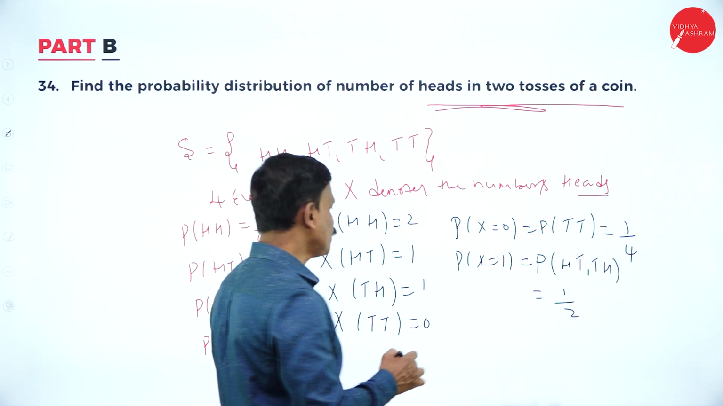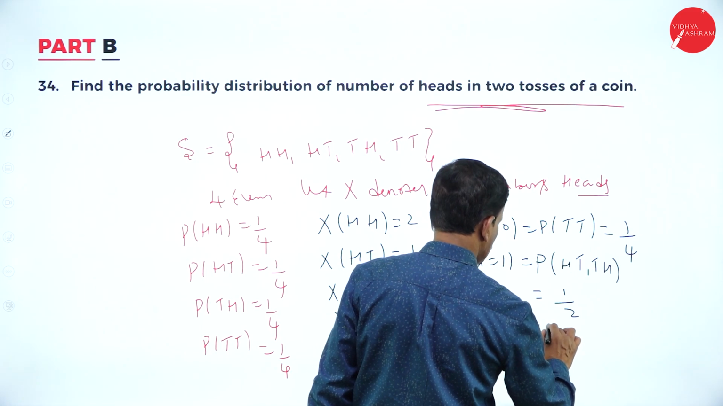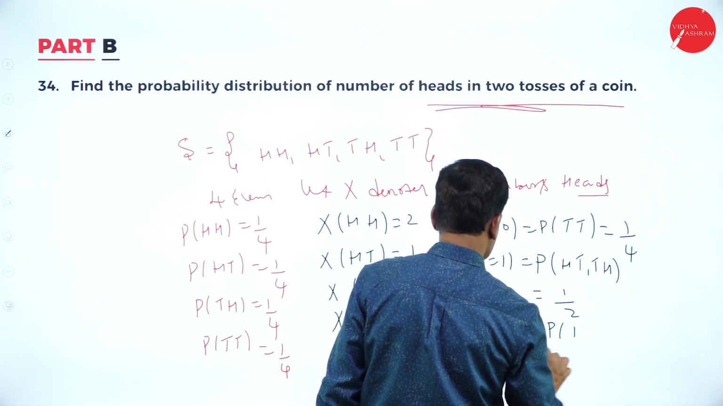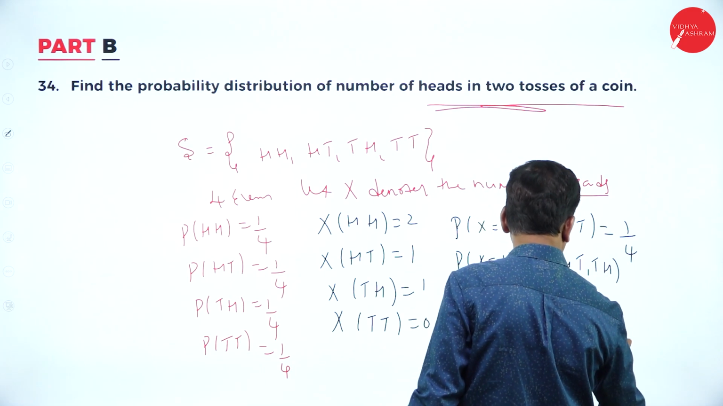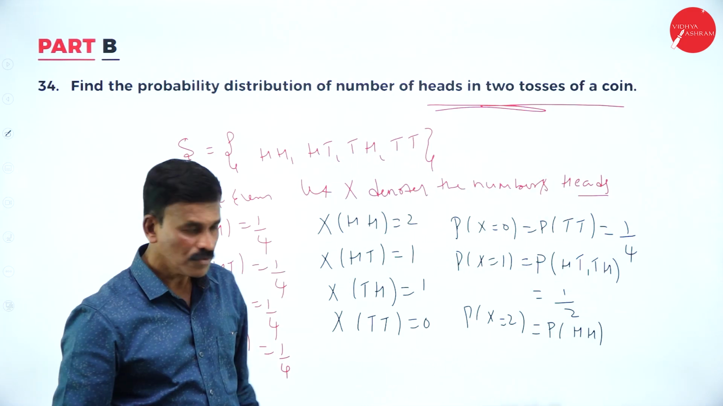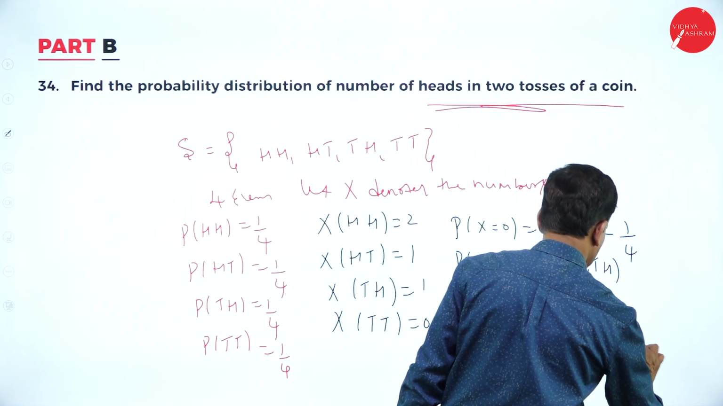Next, probability of X equal to 2. X equal to 2 means both heads, head and head. What is the probability of H and H? H and H is equal to 1 by 4.